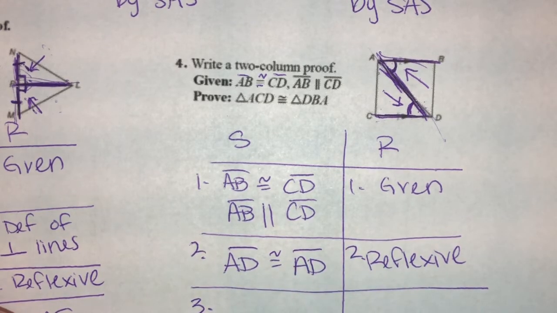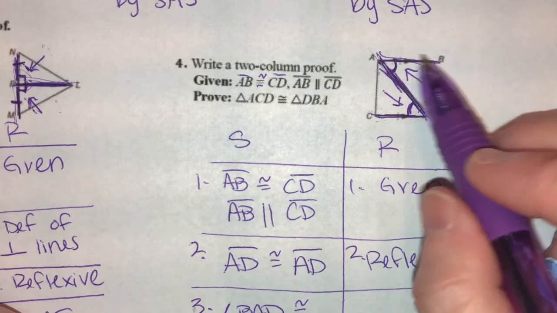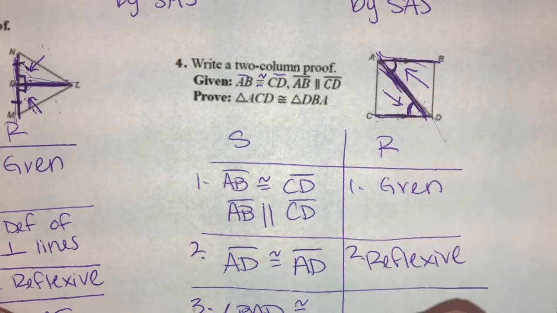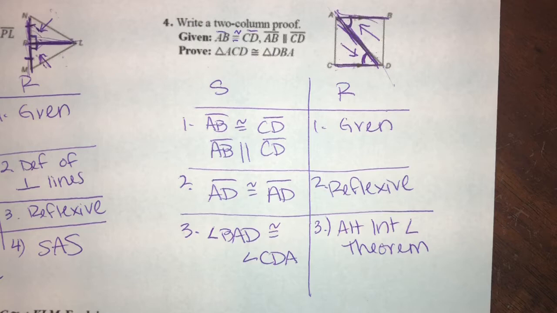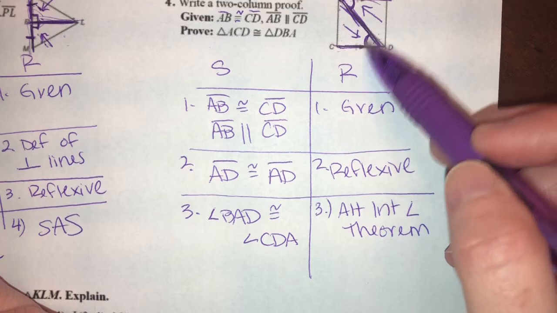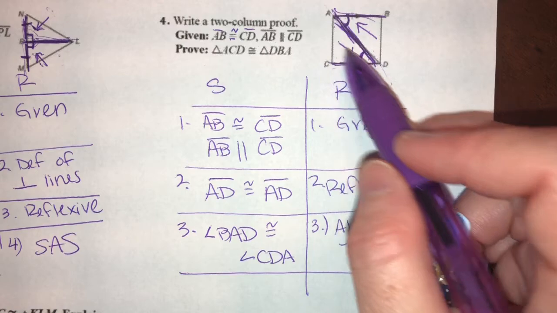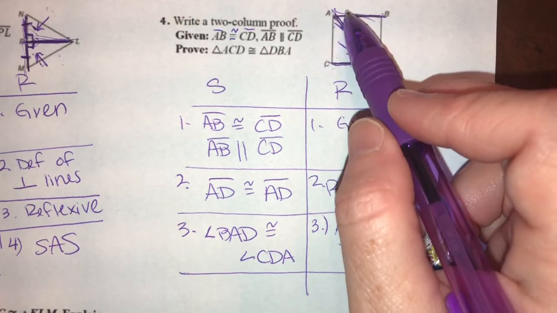So in step 3, I'm going to say angle BAD is congruent to angle CDA. And that's because they are alternate interior angles. That's because of the alternate interior angle theorem. All right, so once I know that these two angles are congruent, now I've marked a side, and the included angle, congruent to a side, and the included angle.